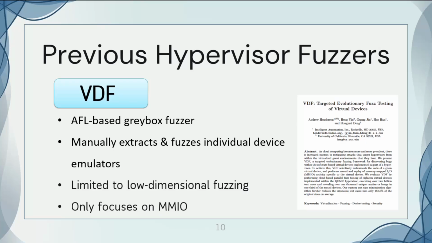Next thing I want to talk about is some previous hypervisor fuzzers, and there's especially one hypervisor fuzzer that the paper mentions a lot, which is called VDF. At the point of when the paper was written, this was the state-of-the-art hypervisor fuzzer. It's an AFL-based gray box fuzzer, so it's a coverage-guided fuzzer.